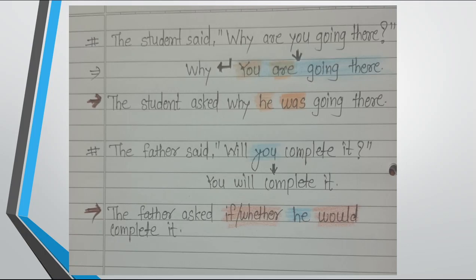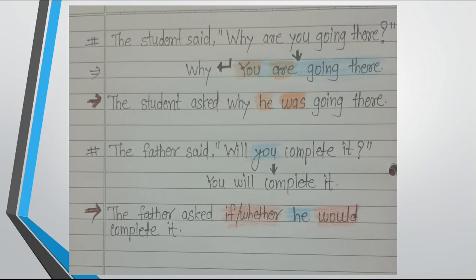The student said, why are you going there? So first of all I have drawn an arrow there, and I have taken that why aside from that sentence. If we remove why from that sentence, then what will remain? Are you going there? You have to change it into assertive, so that will be you are going there. Now solve. The student said will convert into asked.